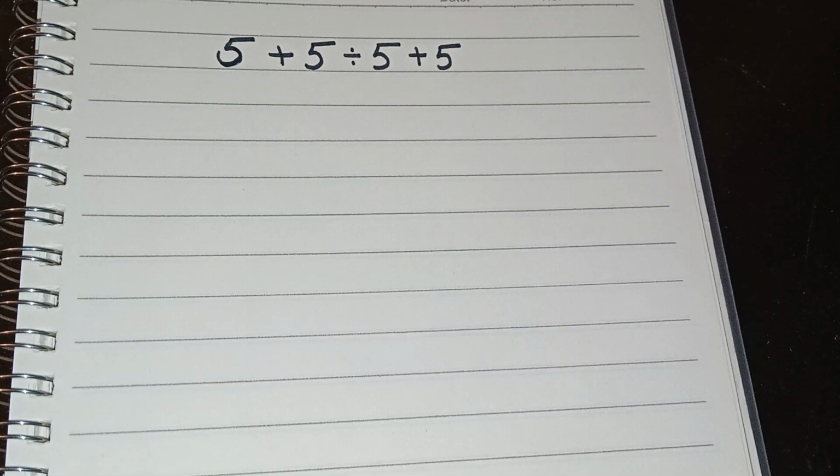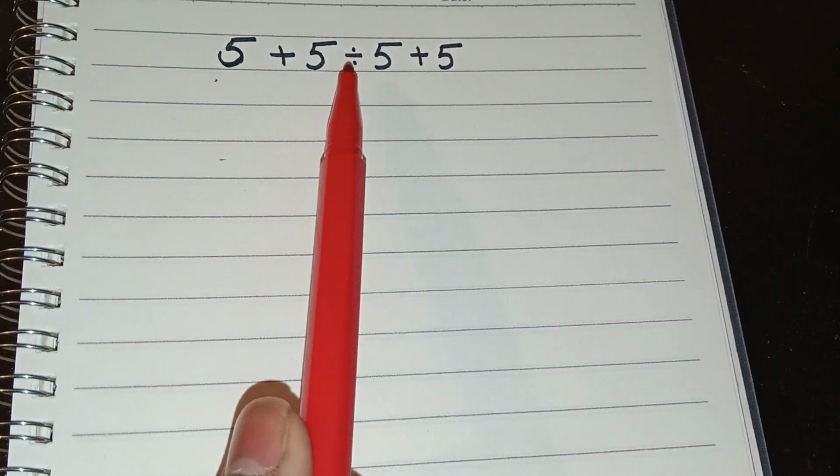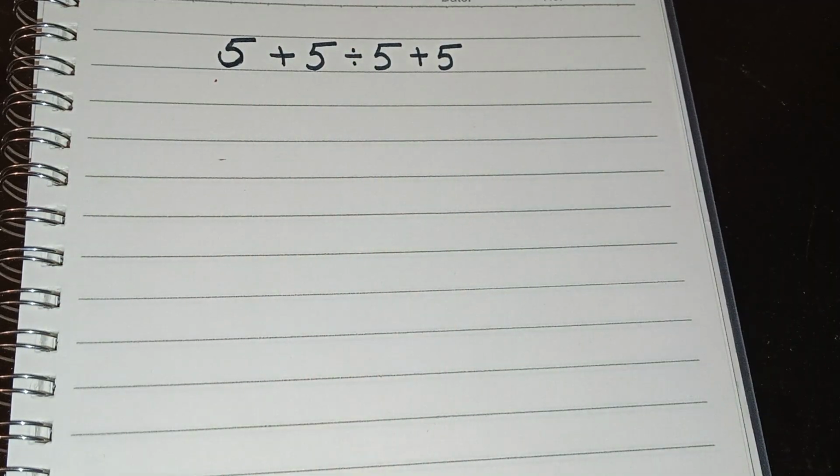This question may seem easy but it is very difficult. How? Let's read the question. 5 plus 5 divided by 5 plus 5. How can we solve this question? There are two methods, but the correct method is the first one.